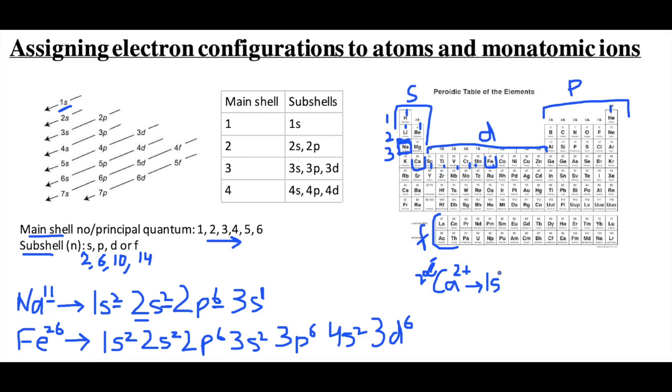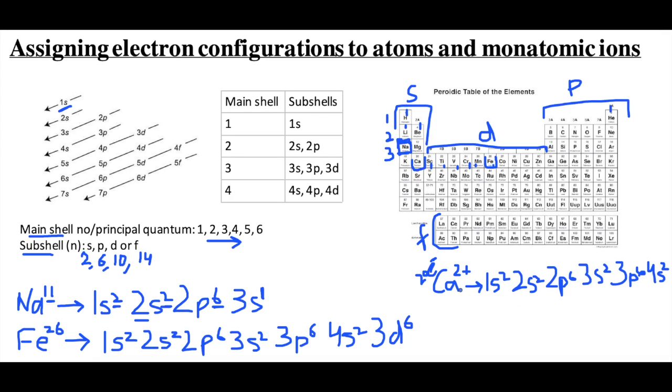So let's start from the lowest energy, 1s2, 2s2, 2p6, we have 10, and then we have 3s2, 3p6, we have 18, and then we have 4s2. So 2, 4, 10, 12, 18, 20.